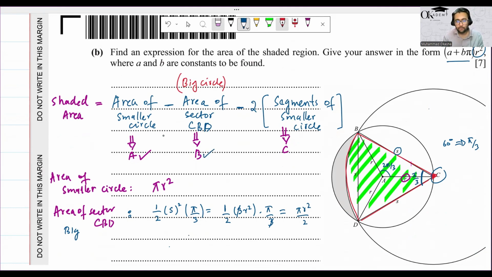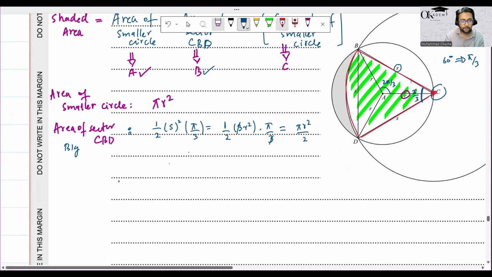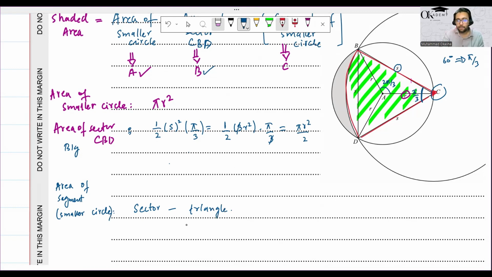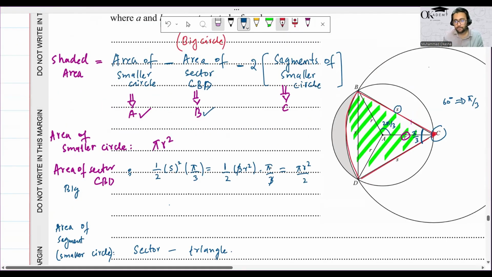Let's very carefully work out the area of the segment of the smaller circle. So for the smaller circle, we know that it is sector minus triangle. We're talking about the smaller circle now. If you talk about the smaller circle, now I'm going to take it off.